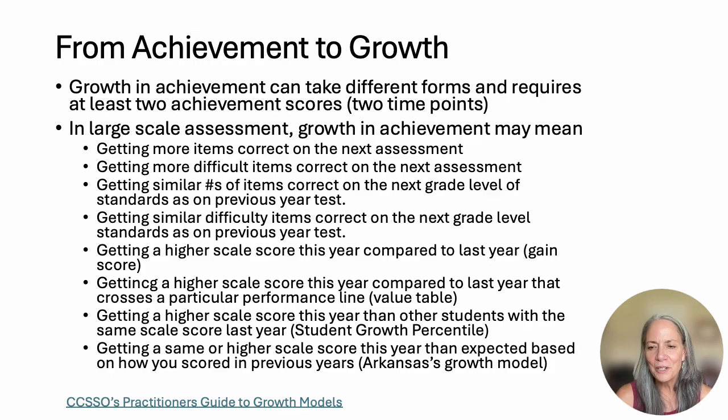I did a 3-part series digging into Arkansas's growth model, and this is from part 1, but I thought it was a very helpful slide because it points out that growth and achievement can take different forms. It requires at least 2 achievement scores or 2 points in time, and in large-scale assessment, which is what a state summative is, growth and achievement can mean many different things depending on your test and the methods that you're using.